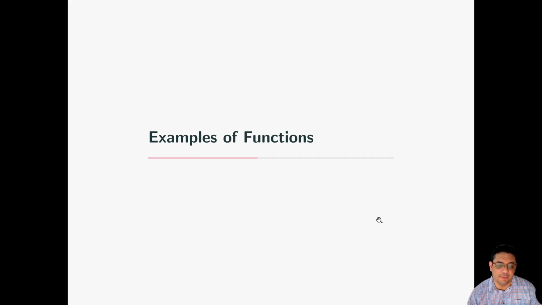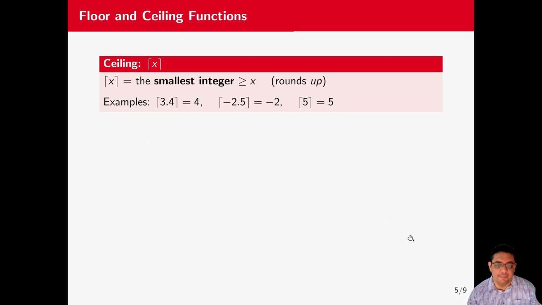Now let's see some examples of functions. One of the important functions that we're going to be using later is the ceiling. The ceiling is defined with this symbol. Notice that it has a little ceiling on the top of the x, and is given as the smallest integer that is bigger than x. So a lot of the time this is going to round things up.